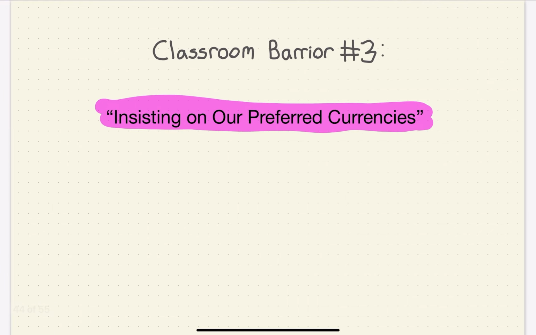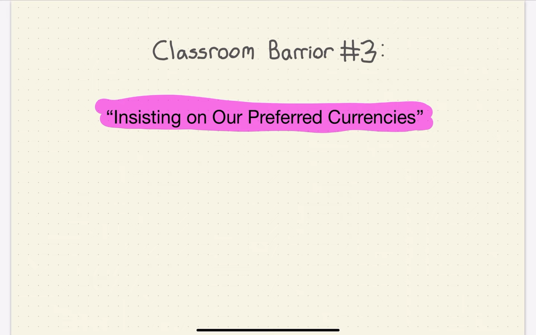Barrier number 3, insisting on our preferred currencies. This is my Achilles heel. Most of us are not fully aware of all the currencies that we value in the classrooms, or the influences this valuation has on our instructional decisions and our classroom policies. So the truth is, we have preferred currencies, and that has a powerful effect on students' motivation.